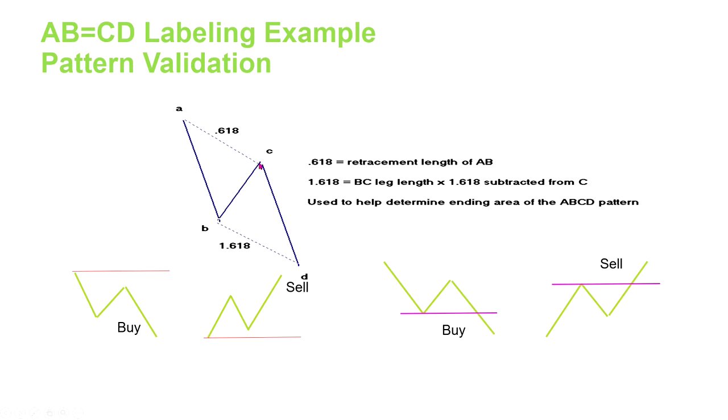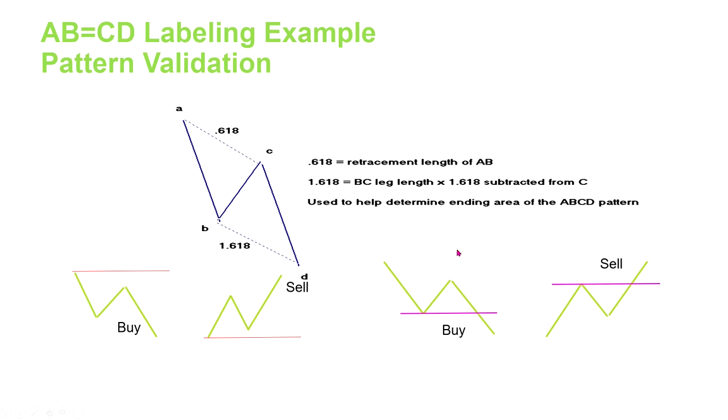You can also take the length of that and extend that to find where this pattern might complete. You want to find maybe some confluence of ratios in this area, and I'll show you an example of that in just a minute. So again, you would take the length of B to C, multiply it by your extension ratio, might be 127, 1618, and subtract it from your C point. On your sell pattern, then you would add it to that C point.